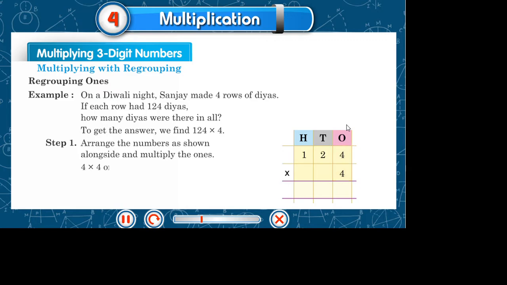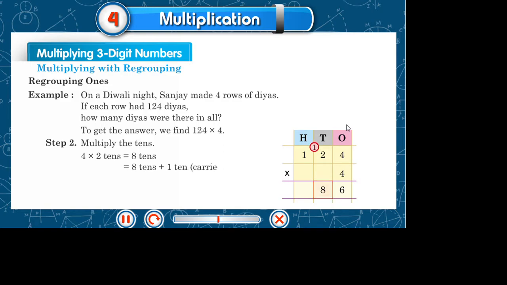4 into 4 ones equal to 16 ones. Equal to 1 ten, 6 ones. Write 6 in the ones column and carry 1 to the tens column. Step 2. Multiply the tens. 4 into 2 tens equal to 8 tens. Equal to 8 tens plus 1 ten carried over. Equal to 9 tens. Write 9 in the tens column.